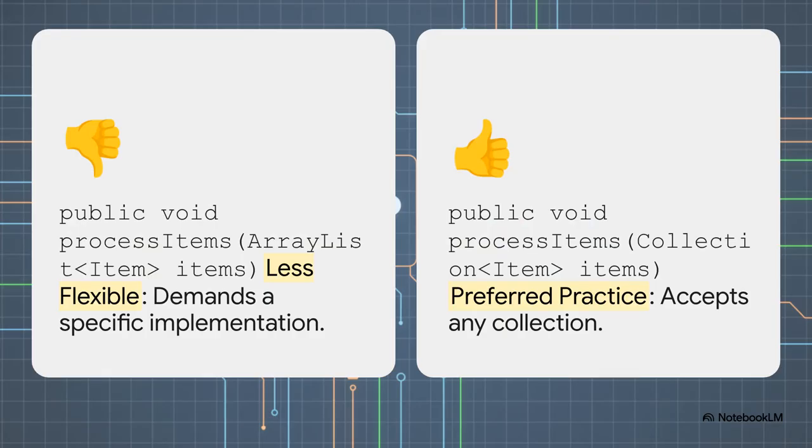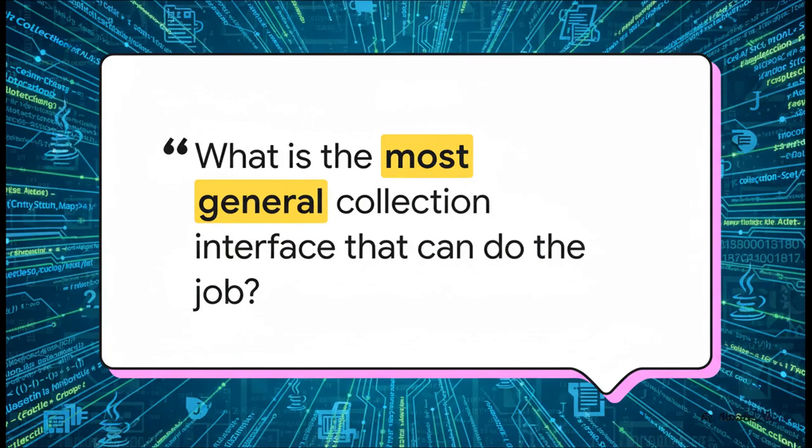Okay, look at these two examples. On the left, our method is super picky. It will only accept an array list. So what happens if your data is in a linked list or a hash set? Well, you're stuck. You've got to convert it first. Now look at the right. This version will accept any kind of collection. It is so much more flexible because it doesn't care how the data is stored, only what it is, a collection of items. And this quote gets to the heart of it.